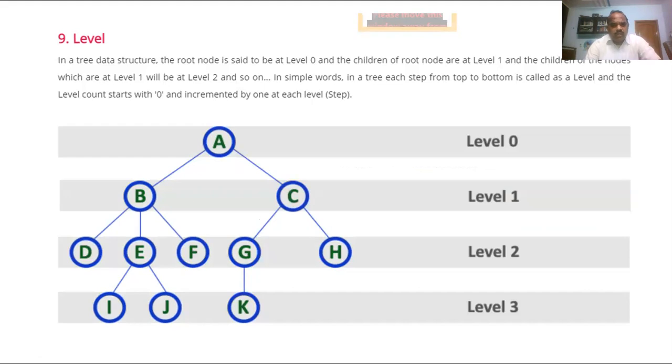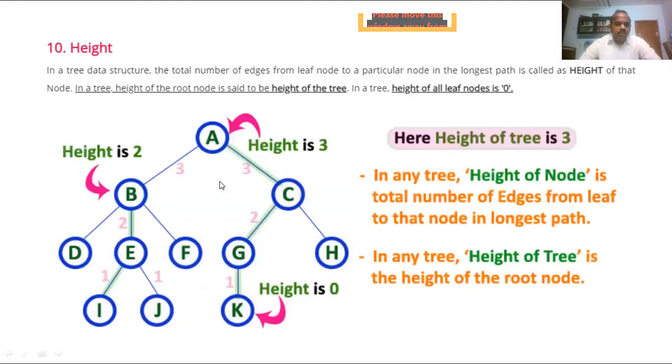Levels of a tree. Here the root is at level 0. Next, B and C are the first level, then the second level, the third level. In a tree data structure, the root node is said to be at level 0 and the children of the root node are at level 1, and so on. Clear? These are the levels of a tree.